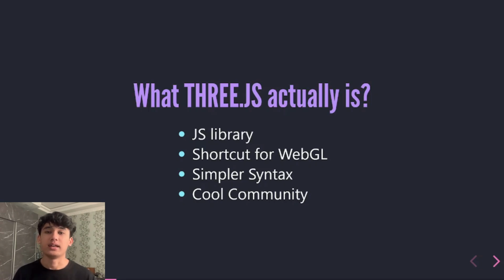ThreeJS is a JavaScript library and API that allows you to work with 3D graphics using WebGL. Originally, working with WebGL would have been really frustrating and technical. So ThreeJS simplifies this process, making it beginner friendly.